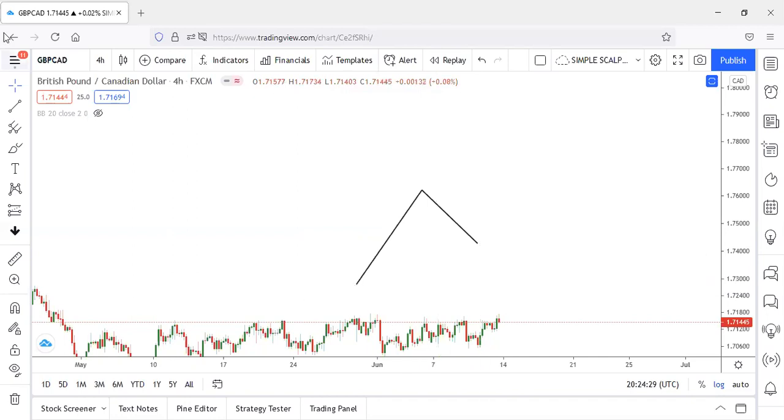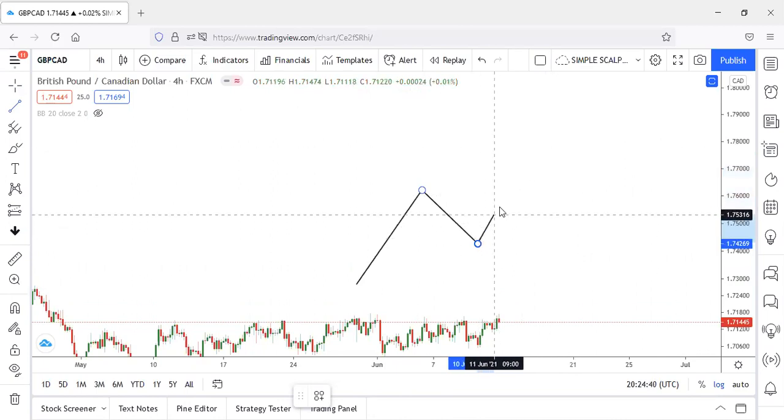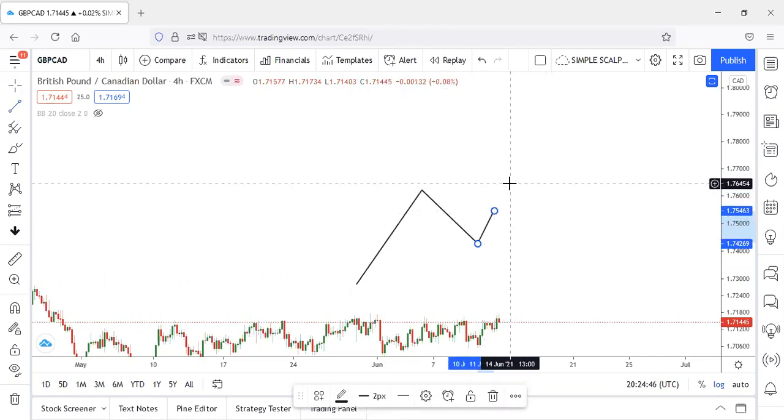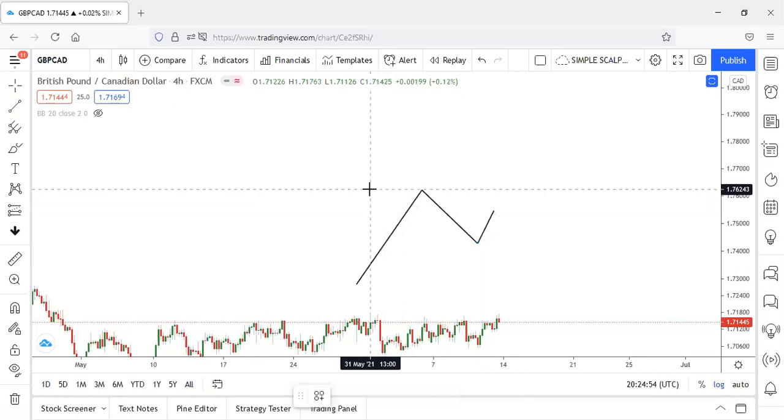Now, we've seen an impulse leg, we've seen a pullback. The next thing we want to see is another push up. But once this push up starts from this place, we cannot be sure if it is going to continue. How can we be sure if this is going to continue? Not until this level gets broken.